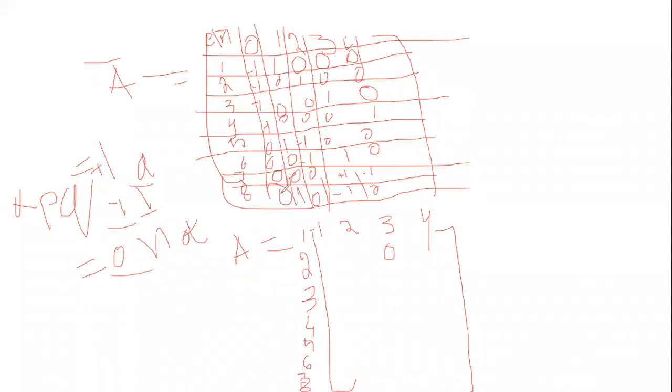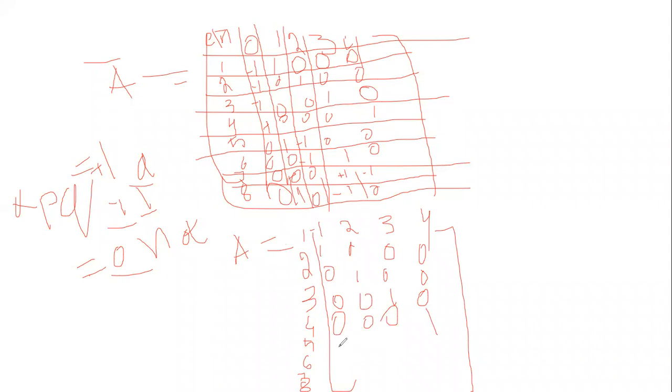We remove this line. Then it will be 1, 0, 0. Similarly 0, 1, 0, 0. Similarly 0, 0, 1, 0. Similarly 0, 0, 0, 1.